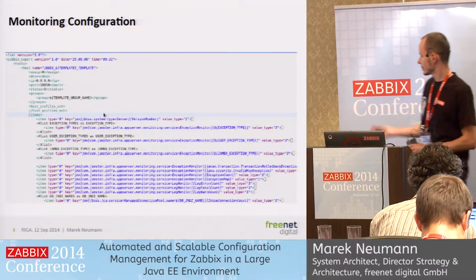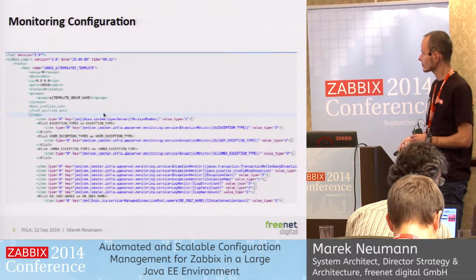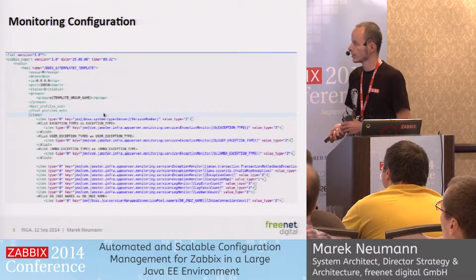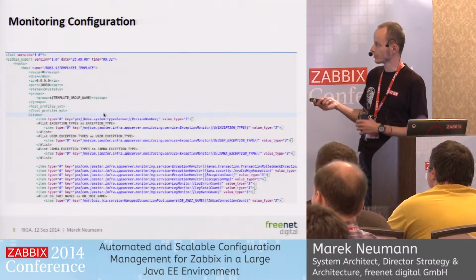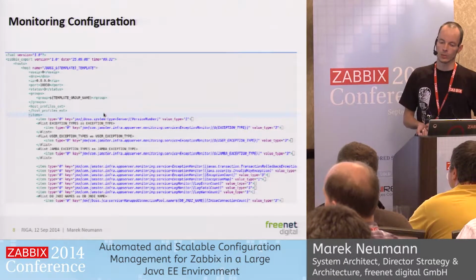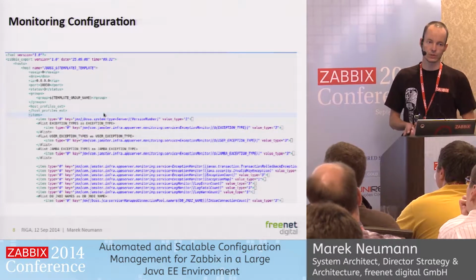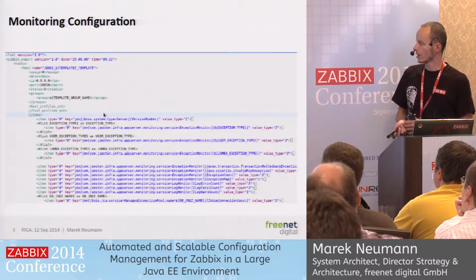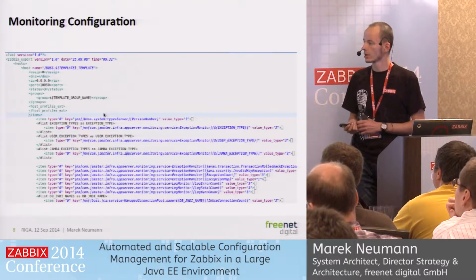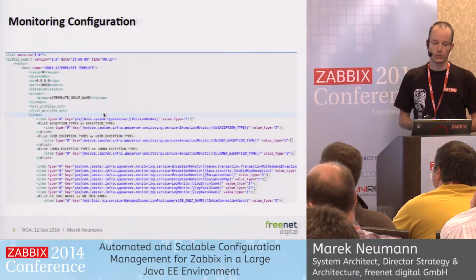This is an example template. Of course it's XML, and there are also some dynamic parts. For example, we are monitoring the exceptions which are occurring in the logs. And for every exception which can possibly occur, there is one entry in one of these templates.